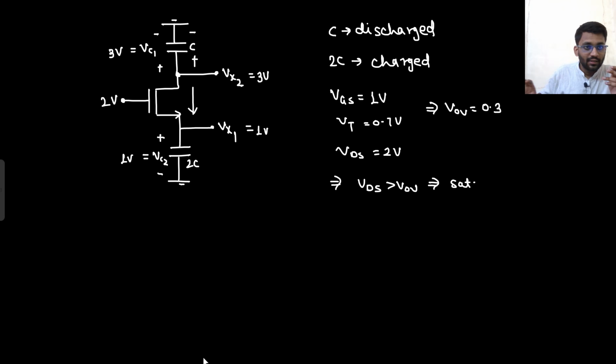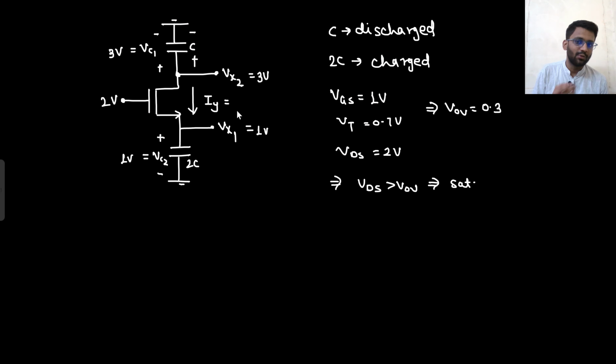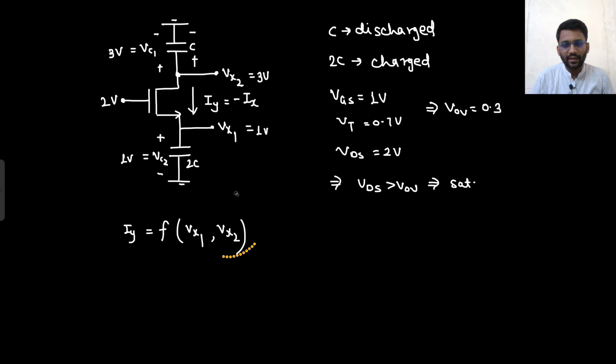There is a current flowing. That current will also not be constant, because the current will also be a function of Vx1. Let's just call this current Iy. So this current Iy would be negative of Ix, because Ix current is flowing from Vx1 to Vx2, but Iy current is flowing from Vx2 to Vx1. So this Iy would be a function of Vx1 and also Vx2. Why also Vx2? Because Vx1 will depend on Vx2. So I should directly write it will be a function of Vx1.